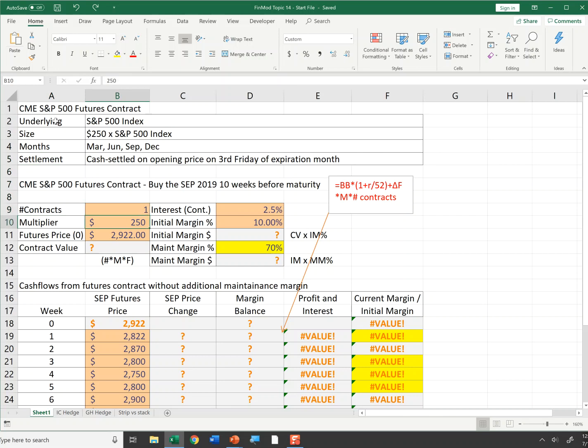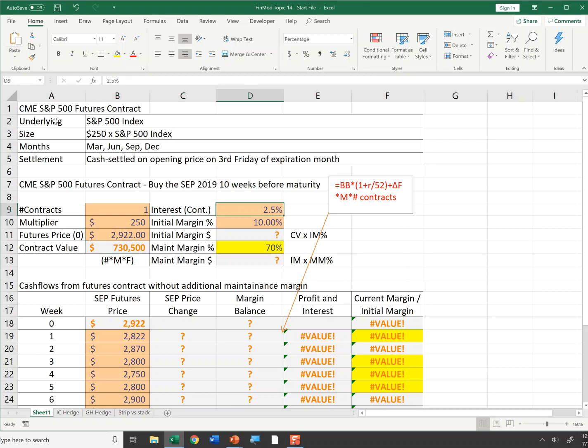That contract again has a multiplier of 250, and that September price had a price of $29.22. So that's the quoted price today for a September delivery of 250 portfolios. That has a contract value of the futures price times the multiplier, and we have just one contract. So that has a contract value of $730,500. That's the value of the portfolio at maturity that will be delivered.